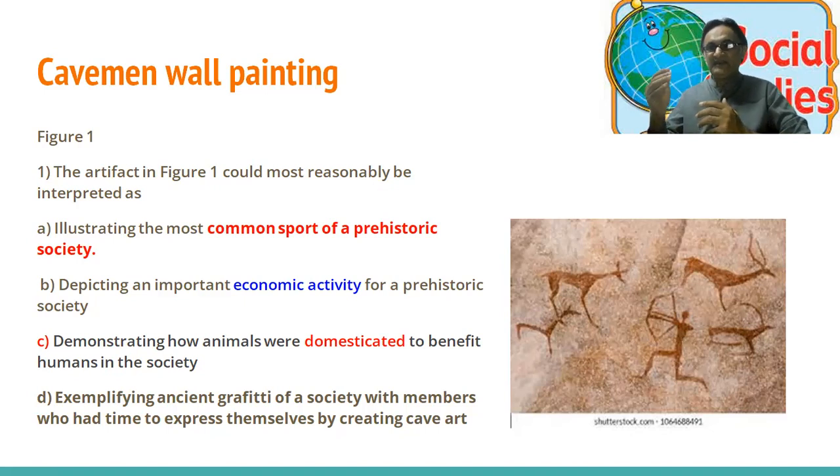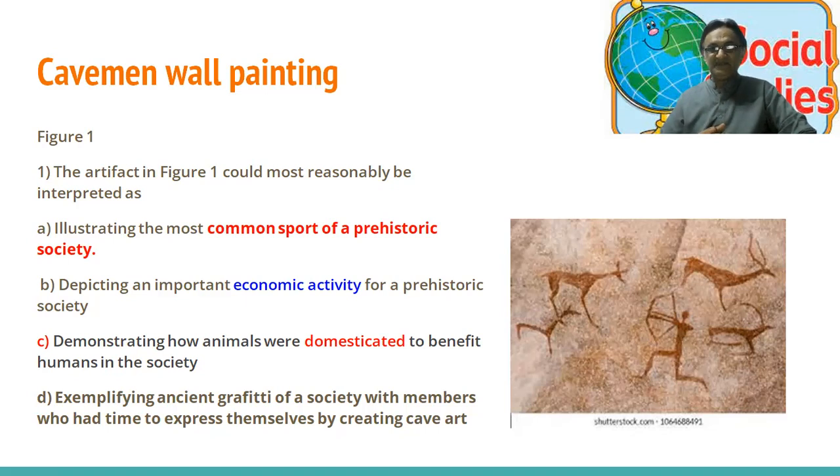So the economic activities are an element of a developed society, or we can say a cultural society. So these two options are completely wrong. Now, the last two are related to animals, but we have to choose from these two which is the correct one. Demonstrating how animals were domesticated to benefit humans in the society.